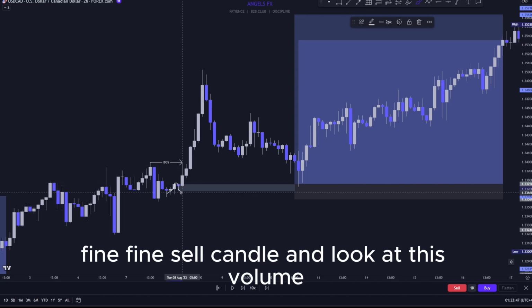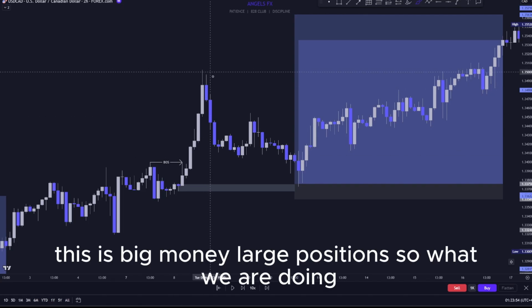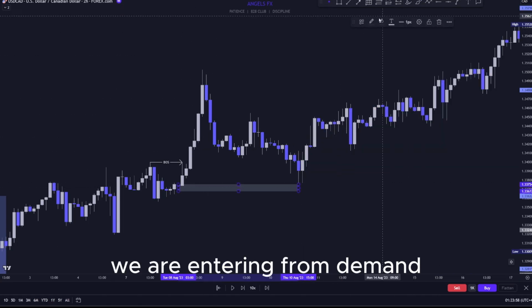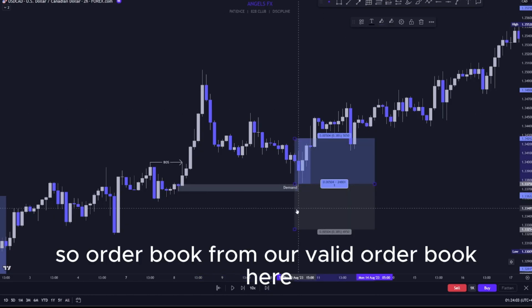Buying, sell candle, and look at this volume. Look at these candles. Buying candles, okay? This is big money, large positions. So what we are doing, we are entering from the demand zone, the order block, from our valid order block.